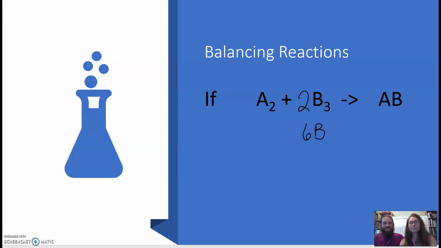Right. So I kind of seek out the odds, and I usually start with a 2, and that'll make them an even number. So if I put a 2 in front of that B3, I've got 6 B's. Now I can put a 3 in front of the A2 and have 6 A's. I want to get them the same because on the product side, there's just a 1-to-1 ratio of A to B. So I need to get them at a 1-to-1 ratio on the reactant side as well.